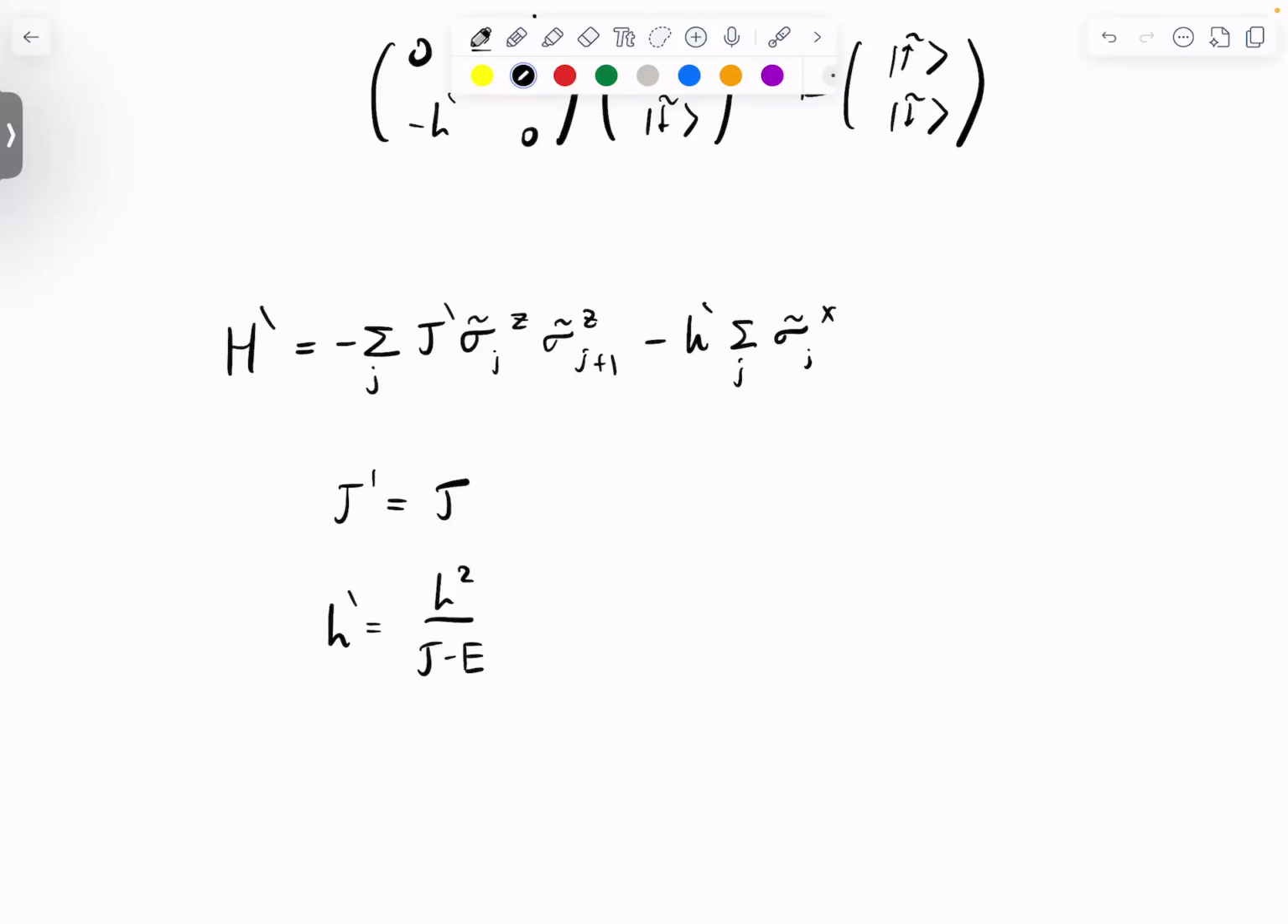Now, in principle, I want to remind you that we're looking at the low energy effective theory. So E is basically negligible compared to J. So what I want to argue is that we can think about this as H squared over J. Okay, so that's what we found. We now found how the couplings change under this RG transformation.